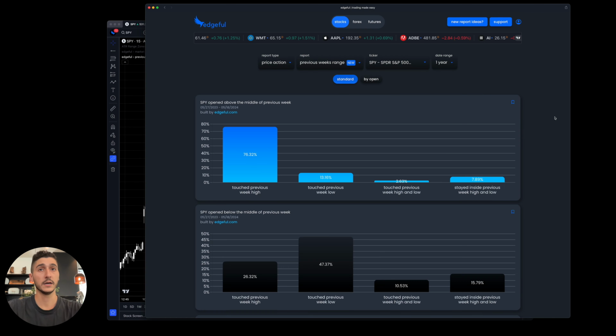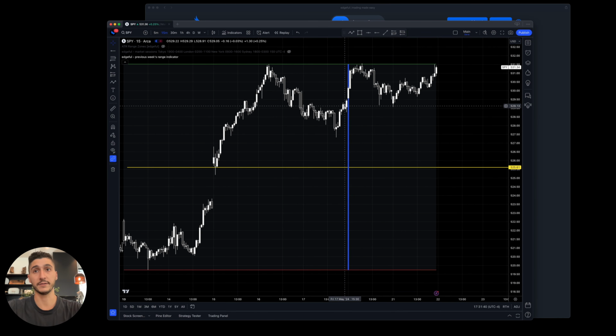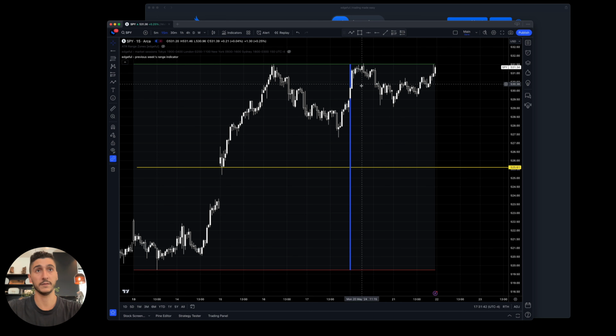And you can see that what this report looks at, for this area here, these blue boxes, is when we've opened above the middle of the previous week, and then down here is from when we opened below the middle of the previous week. So in this case, obviously, we opened above. This is this week here. To the right of this blue line is this week. To the left of the blue line is last week. This green line is last week's high. This red line is last week's low. So obviously, we opened right here above the middle.